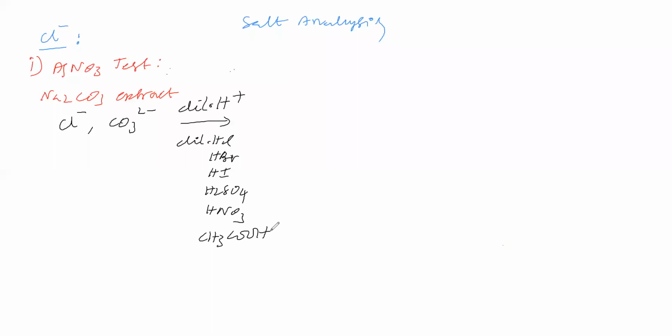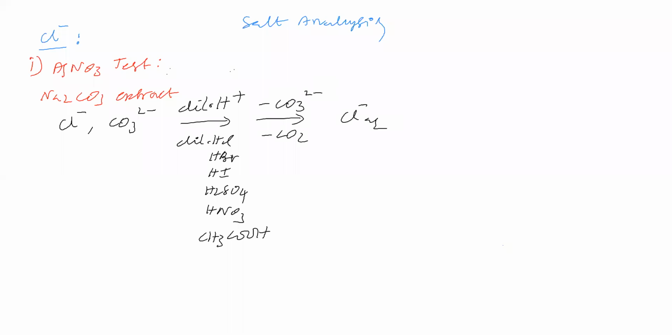Among these, any one of the dilute acids we add removes carbonate as carbon dioxide. We have to select which dilute acid to use. Now carbonate is removed in the form of carbon dioxide. To expel the carbon dioxide, we will boil the contents and then cool them. Then the resultant solution will have aqueous Cl minus.